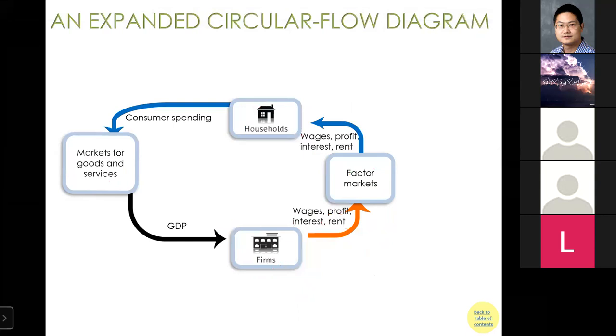So this is a closed economy, right? There are households and firms. They interact with each other in two markets: the goods market and the factor market. Households have income. Where does income come from? It comes from the production that happens in the firm. Remember, households own the firm, right?